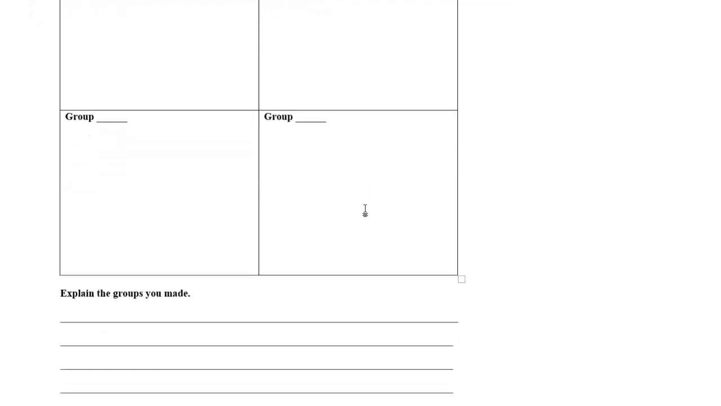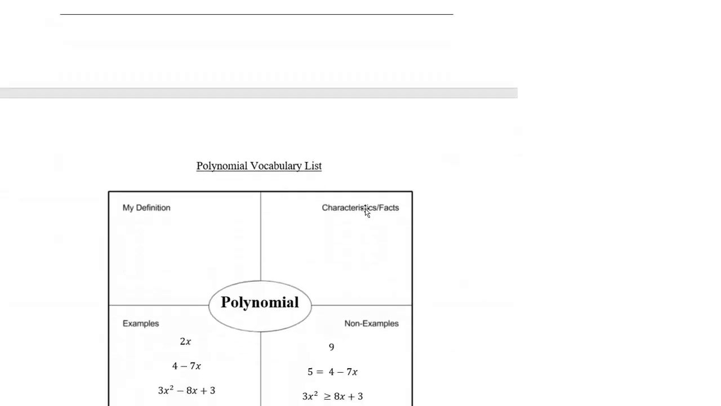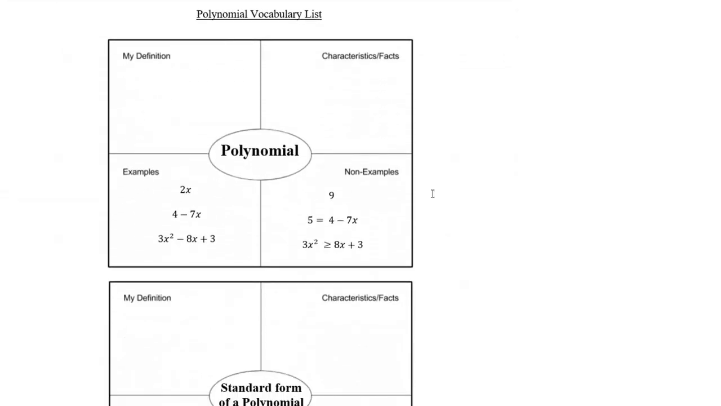Excellent. Okay, so now to learn more about this concept, we're going to use our Frayer models, and we're going to dive a little deeper into the vocabulary. So on your packets, you have polynomial vocabulary Frayer models. Most of them have examples and non-examples filled out. What I want you and your new groups to do is come up with the characteristics and facts box and maybe some sort of working definition. You can talk your way through it. You don't necessarily have to write it down.